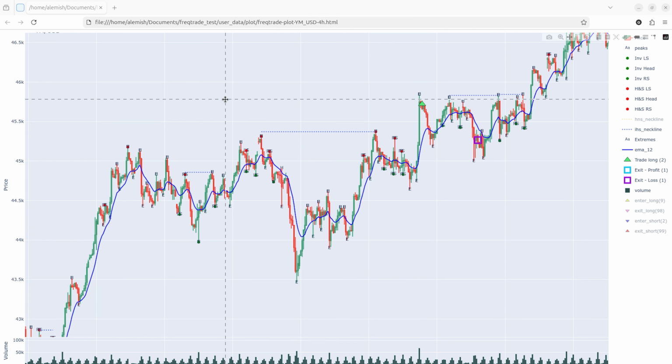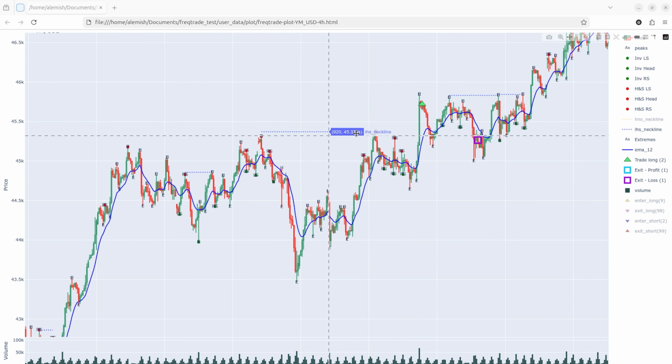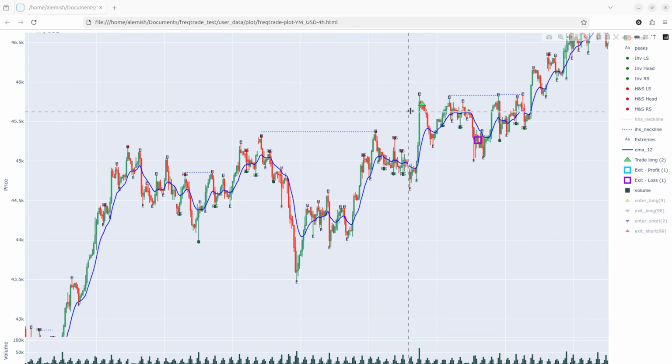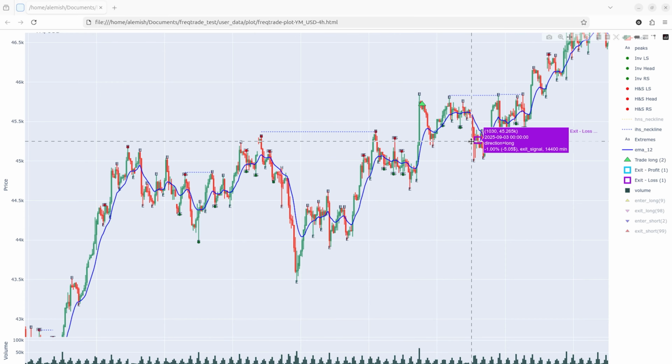And another example on the futures market. So as you can see, we have an inverse head and shoulders pattern. So we have a left shoulder, right shoulder, and a head and a neckline level. And this candlestick breaks our neckline level. We expect price to go up on a long trade, but instead, price goes down and we exit with a loss. So here our stop loss is triggered.